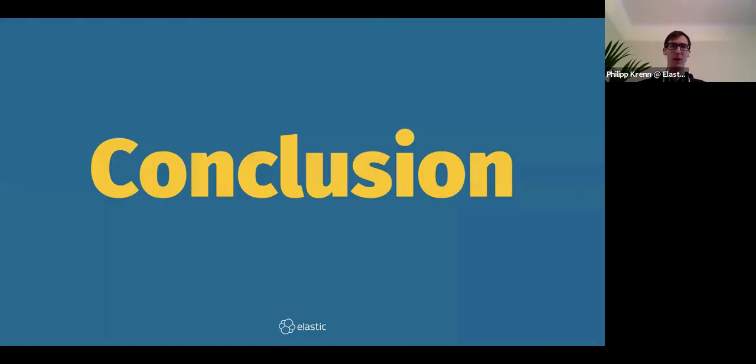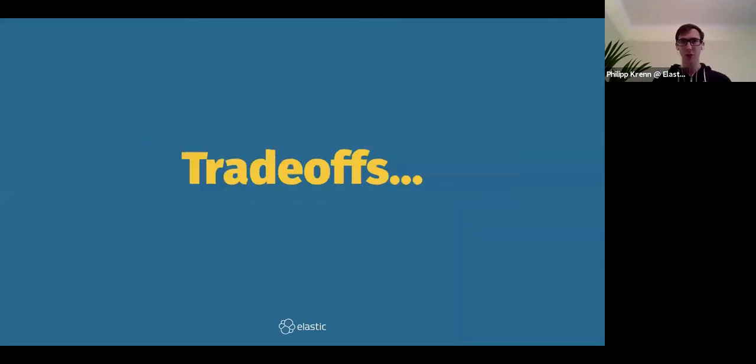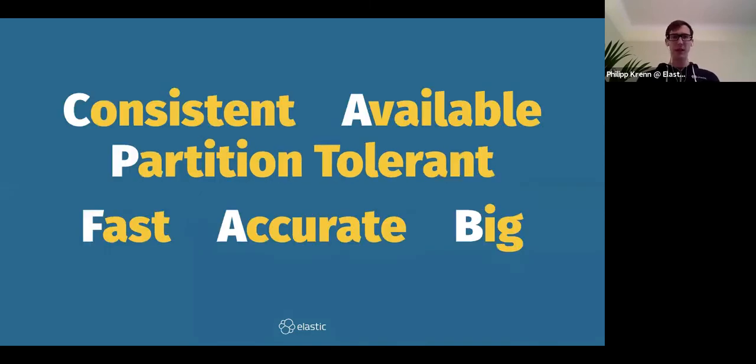So to wrap up, it's all about the trade-offs. There is no perfect solution. There is no perfect data store. It always depends. And then you need to think about what does it depend on, or why are the different trade-offs there. We have covered the CAP theorem, consistency, availability, and partition tolerance, as well as our FAB theory, the fast, accurate, and big. And Elasticsearch is always trying to be fast.